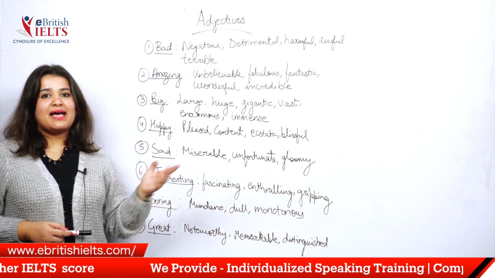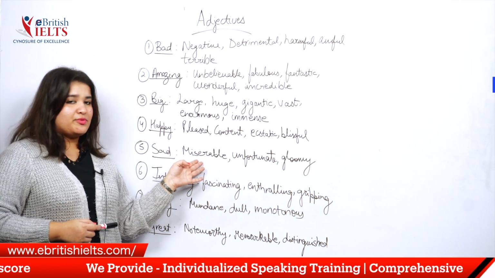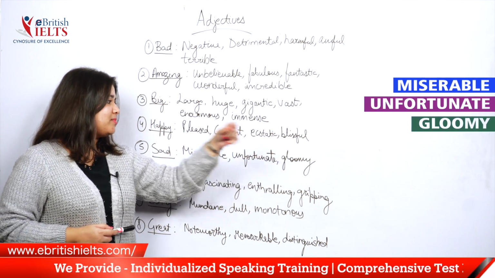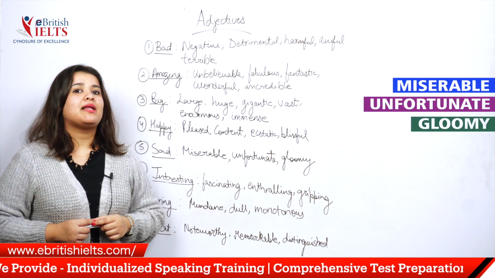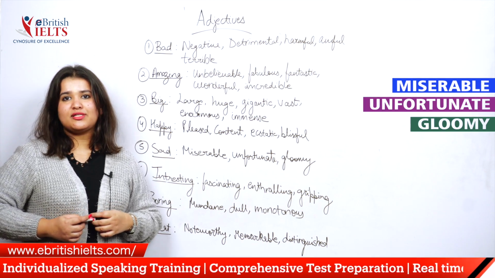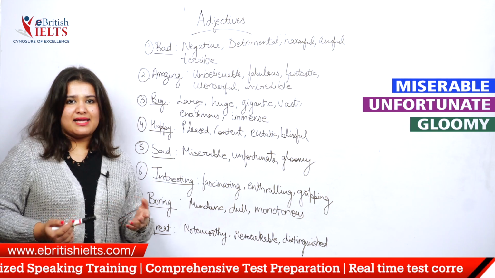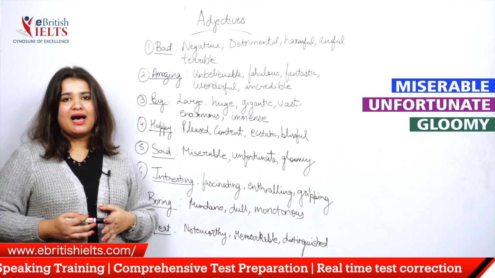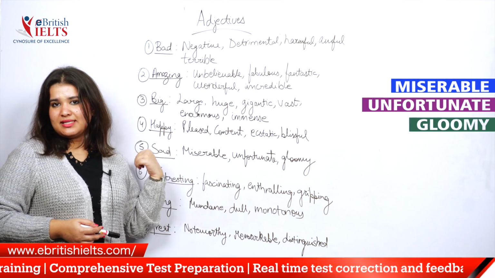The fifth word is sad, which is the opposite of happy. So instead of sad, you can use the word miserable, unfortunate, or gloomy. For example, thinking about poverty-stricken people makes me sad. So here you can say, thinking about poverty-stricken people makes me miserable. I had a very sad day. Instead of that, you can say, I had a very gloomy day. So this is how you can use these words in place of the word sad.